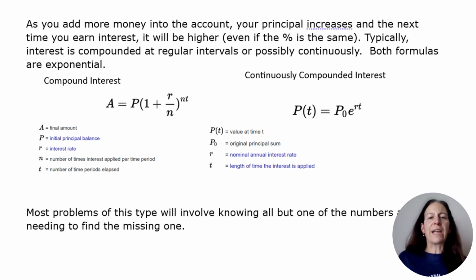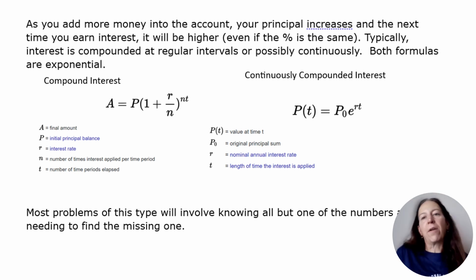As you add more money into your account, your principal increases, and the next time you earn interest, it will be higher, even if the percent is the same. Typically, interest is compounded at regular intervals or possibly continuously. Both of those formulas are exponential. So what we just did on that last slide, where we would calculate it again and again and again, you don't really want to have to do that all the times that it might be compounded over, say, the course of 15 years. Okay.